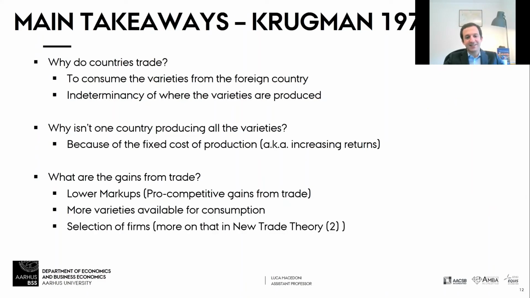And finally, there is, hinted at least, an effect of selection of firms. In other words, we saw in this model that when trade occurs, some firms in each country exit. We don't know which ones in this particular model, but we're going to see in the follow-up to this new trade theory, which we're going to start in the next video recording, that indeed the least productive firms will exit, and there will be an additional source of the gains from trade.